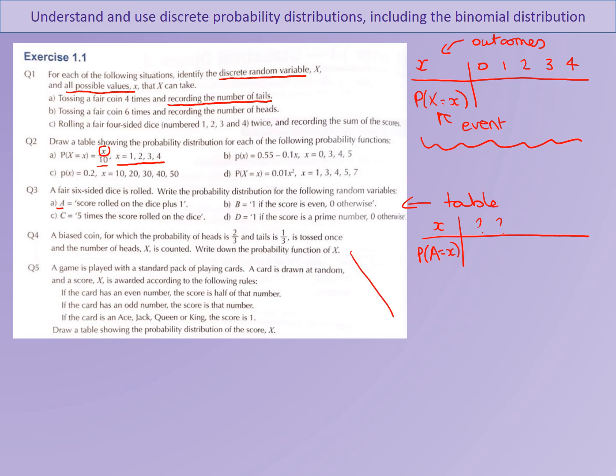For question 4, it's asking for the probability function. So this time you will have probability of x being equal to little x with that open bracket. So maybe go back to the example questions and take another look at this if you do need a little bit more support with that question. Question 5 is another probability distribution, and so you've got the table again for this one.